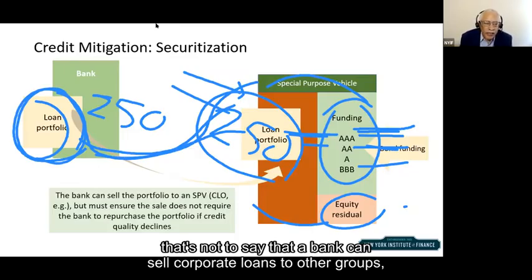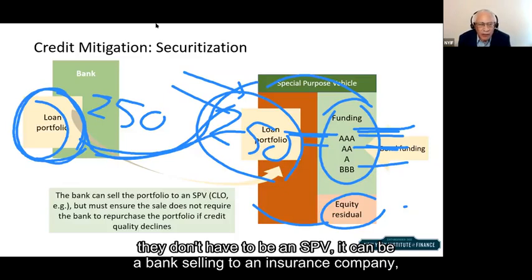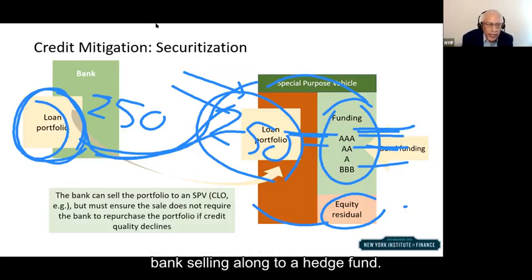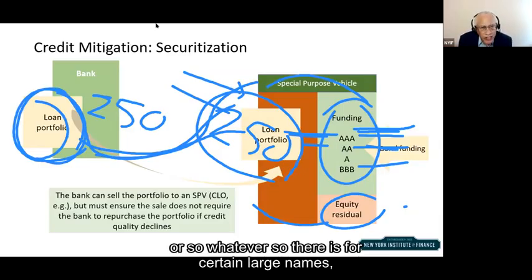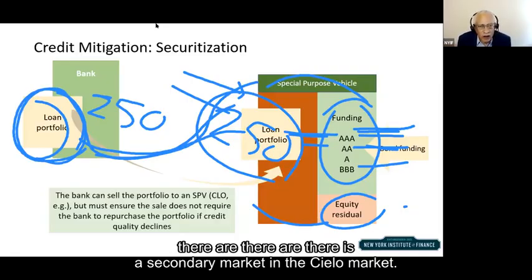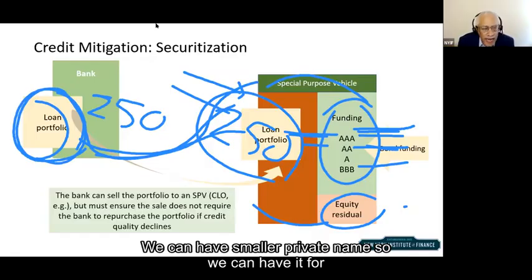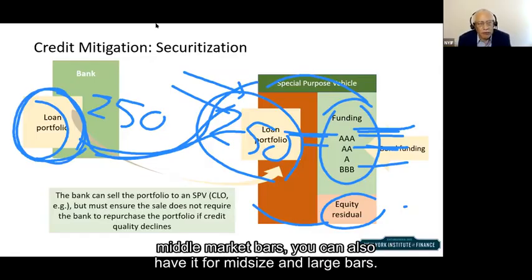Now, that's not to say that a bank can sell corporate loans only to an SPV. It can be a bank selling to an insurance company, a bank selling a loan to a hedge fund, a bank can sell a loan to another bank if it chooses to do so, or whatever. So for certain large names, there is a secondary market. In the CLO market, we can have smaller private names. So we can have it for middle market borrowers. We can also have it for mid-size and for large borrowers.